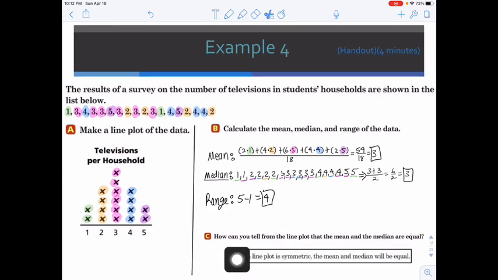Part C asks how we can tell from the line plot that the mean and median are equal. Well, when a line plot is symmetric, the mean and median will be equal. Notice that this line plot is perfectly symmetric. We have 2 on each side, 4 next to them, and 6 right in the middle. So this is a perfectly symmetric line plot.